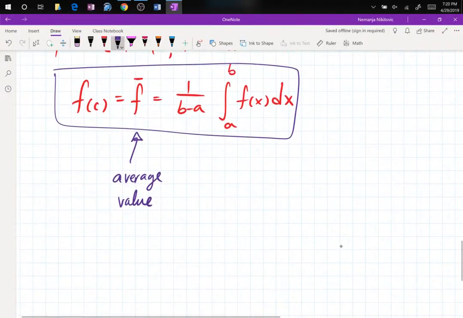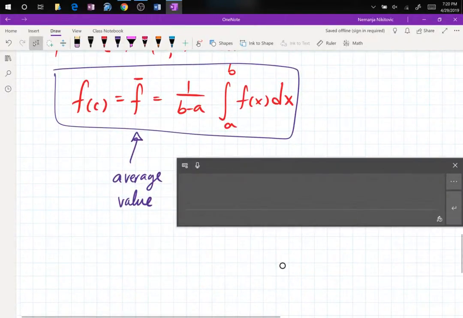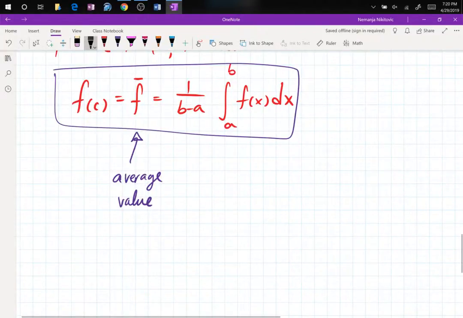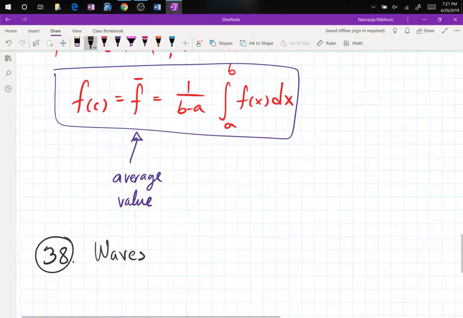So average value. Let's take a look at average elevation, average distance of the parabola, average velocity, average height of the wave, like that one. Physics. Waves. Problem 38. Waves. The surface of the water wave is described by y equals 5 times (1 plus cosine x).